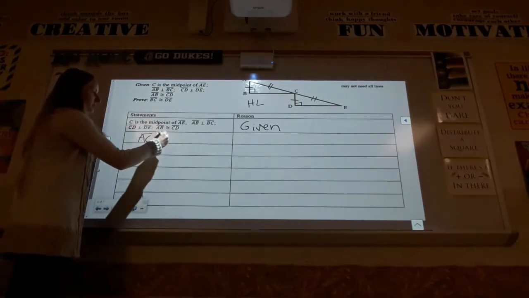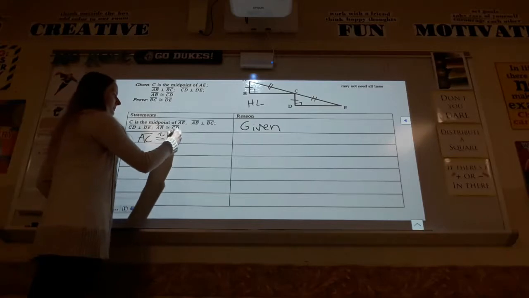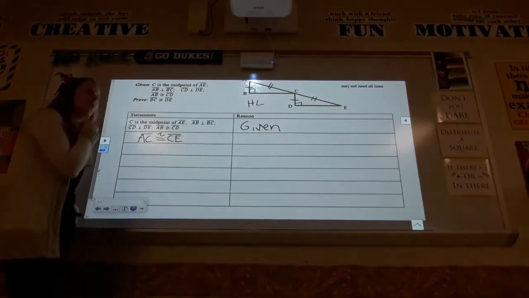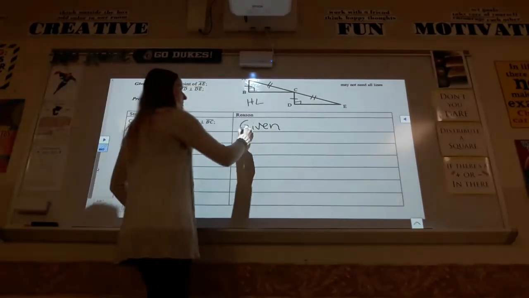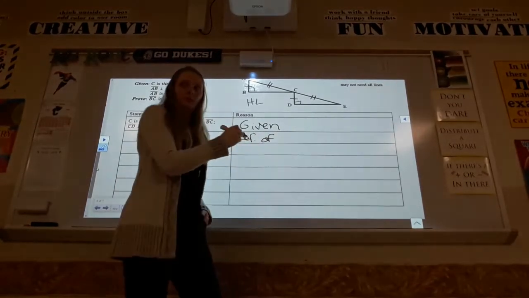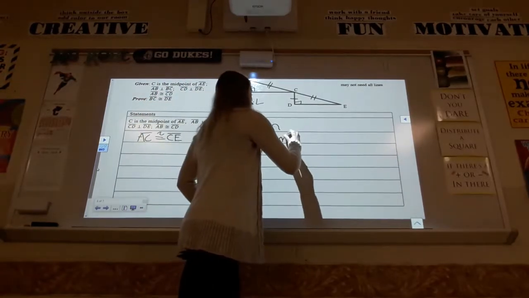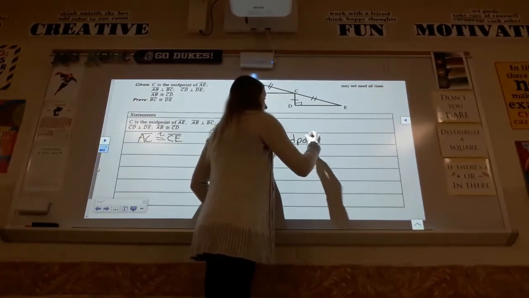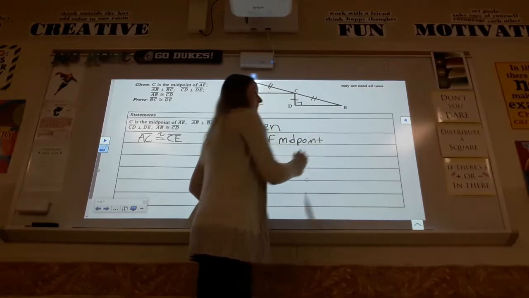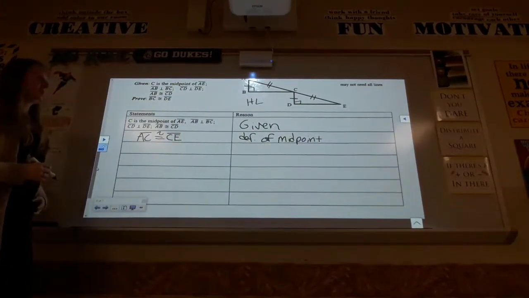AC was congruent to what? CE. And that's the correct ordering for those. And again, that was the definition of what? Bisect. No, they don't use the word bisect. Midpoint. Don't invent new words. Use the one that they have provided in the given. So the definition of midpoint gives me that information.